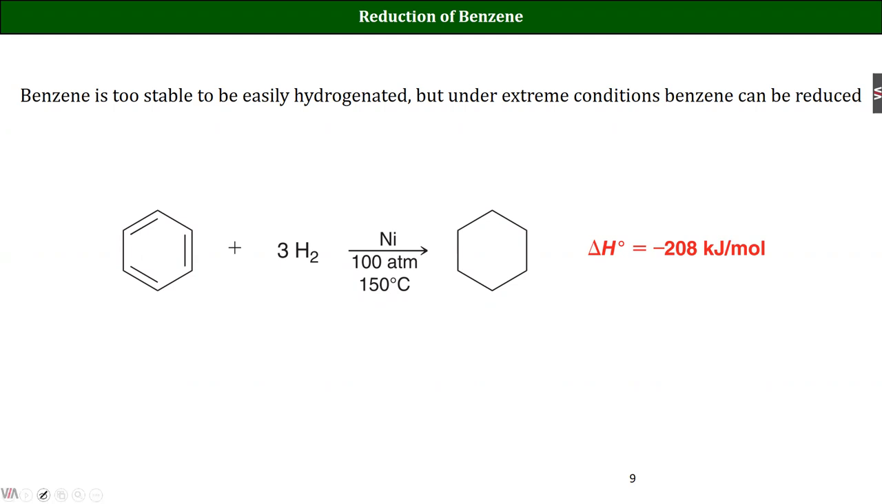But if you're just starting from pure benzene, trying to hydrogenate it like we would with an alkene doesn't really work very well. I mean, 100 atmospheres is nothing to sneeze at, even in industrial chemistry. So in a lab setting, that's really pretty rough. But delta H does show that it was favored. Cyclohexane is more favorable, but getting to cyclohexane is really, really hard.